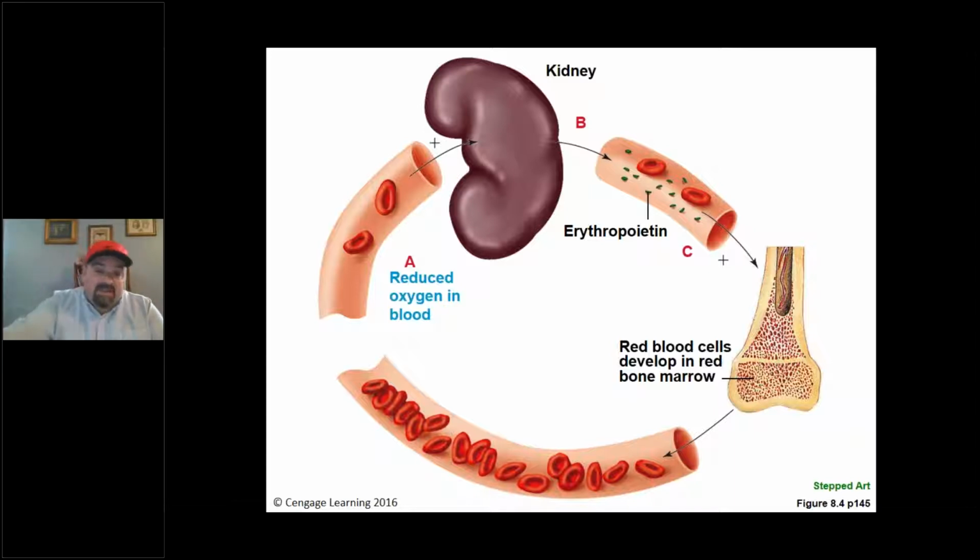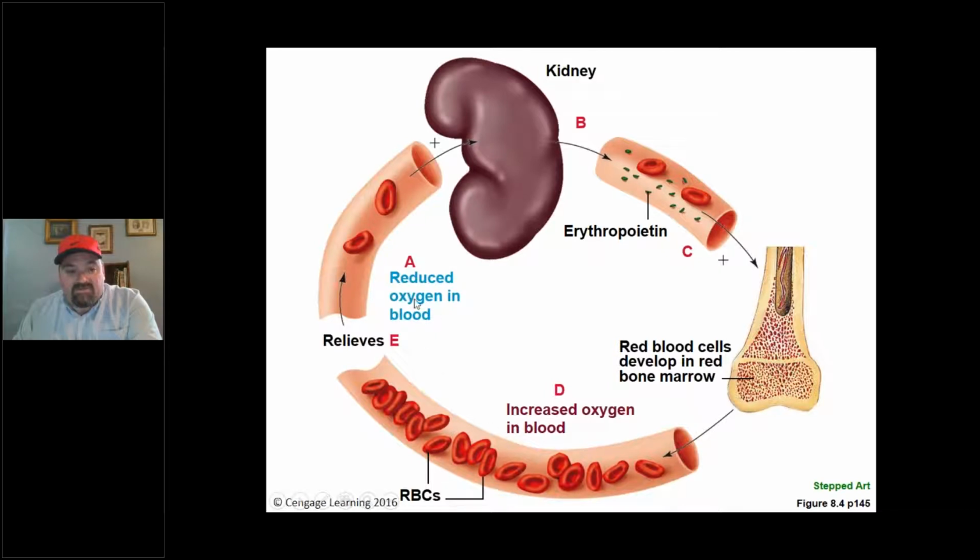And so that's this negative feedback mechanism: once the levels are enough, we're not going to kick out EPO, because we don't need as much flowing. There always needs to be a level, but not a higher level, in order to produce red blood cells. Let's go to the next slide. You'll see there increased oxygen in the blood, and then it relieves.